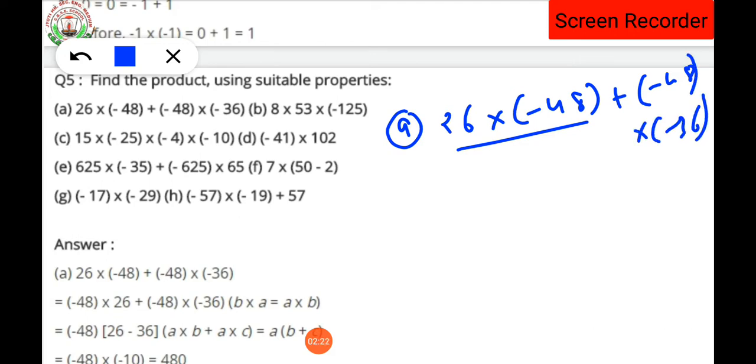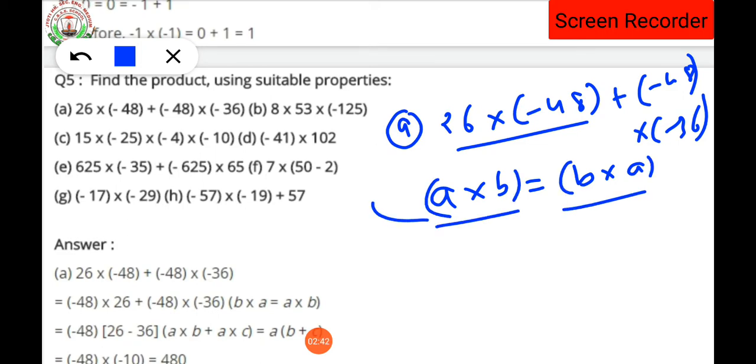While seeing the question you can see that 48 is common, isn't it? So do you remember the commutative property? What is the commutative property? That is A into B is equal to B into A. This is the commutative property. So this property is going to be used over here, isn't it? Using this property only we are going to solve the question.